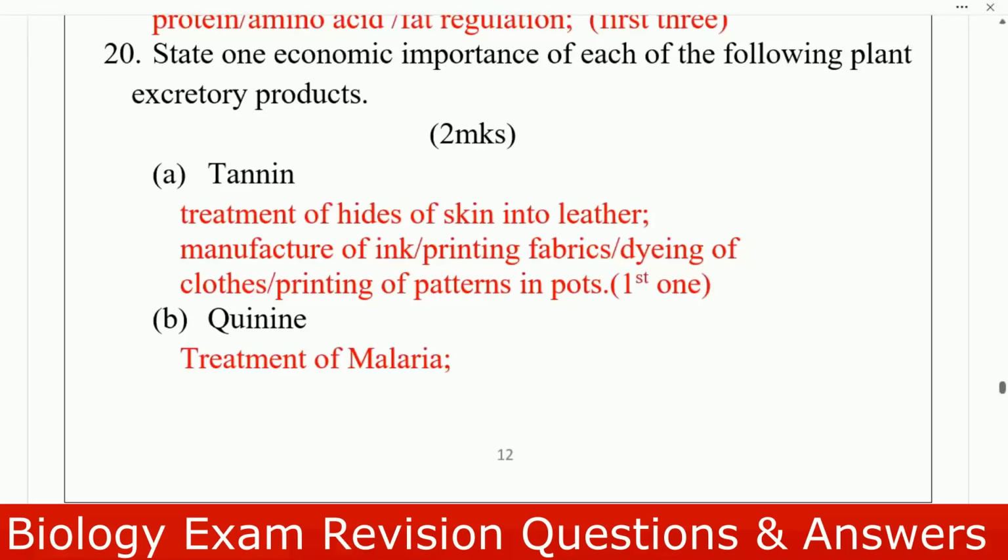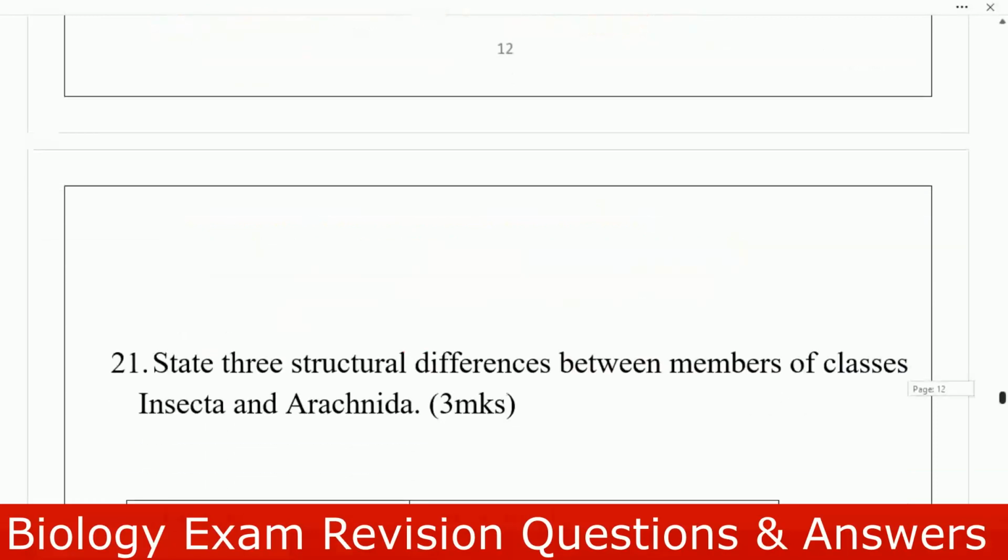Number 20, you are told to state 1 economic importance of each of the following plant excretory products. Tannin, that one is used in treatment of hides and skins into leather, manufacture of ink, printing fabrics, dyeing of clothes, painting of patterns in pots. Quinine, treatment of malaria.